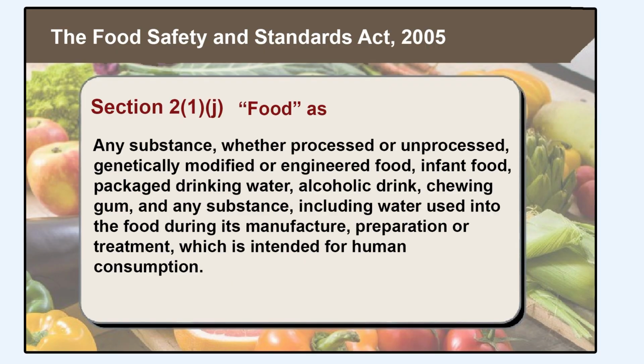The Food Safety and Standards Act under Section 2, Clause 1, subclause J defines food as any substance, whether processed or unprocessed, genetically modified or engineered food, infant food, packaged drinking water, alcoholic drink, chewing gum, and any substance, including water, used into the food during its manufacture, preparation, or treatment, which is intended for human consumption.